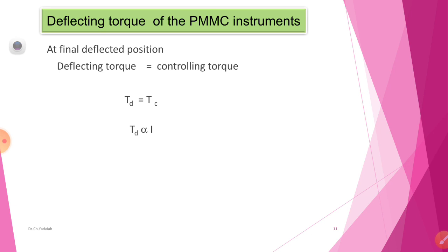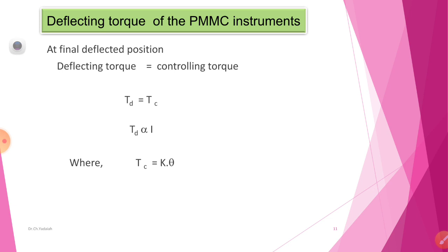Now, you can write it, the deflecting torque TD is proportional to the current, and TC is directly proportional to K into theta. Previously we have seen TC for the spring control, which is E b t cubed by 12 L into theta. K is a constant, where E is the Young's modulus, b is the breadth, and t is the thickness of the spring, and L is the length of the spring.